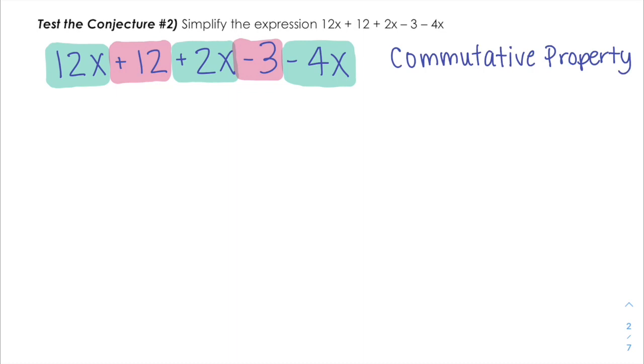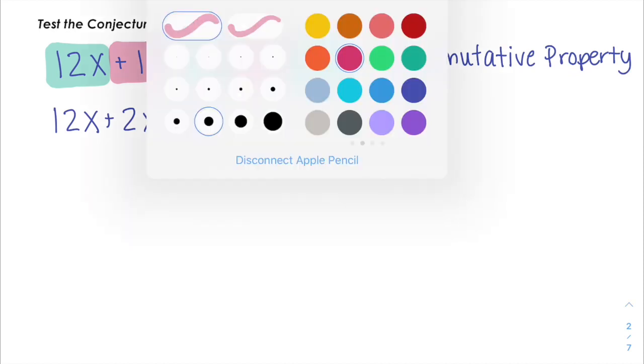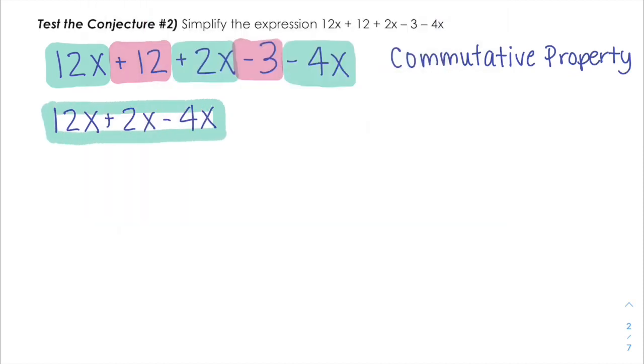Remember, the commutative property tells me that I can move the terms around as long as it doesn't affect the order. So let's move all the green stuff to the left side and all the pink stuff to the right. So we have 12x plus 2x minus 4x. Those are our three greens. Let me highlight them. Three like terms. And then we need to add 12 and then subtract 3. Those are our other like terms, and we put them together.